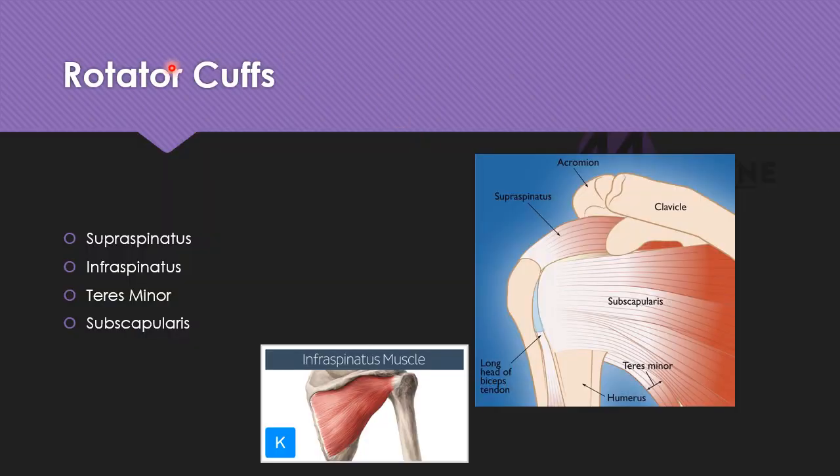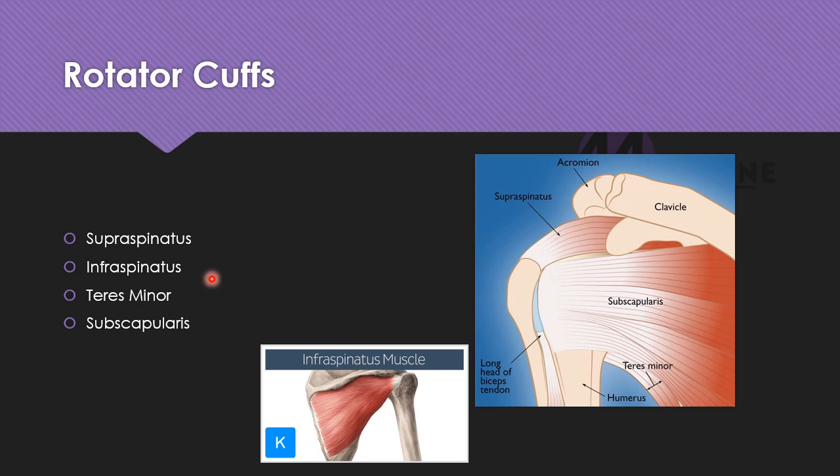What are rotator cuffs? Rotator cuffs are actually a group of muscles which include supraspinatus, infraspinatus, teres minor, and subscapularis. These four muscles sling around, or you can say attach around the head of humerus in such a way that they form a full rotation. And they keep the head of humerus inside the joint.